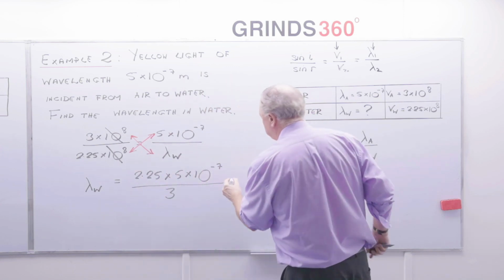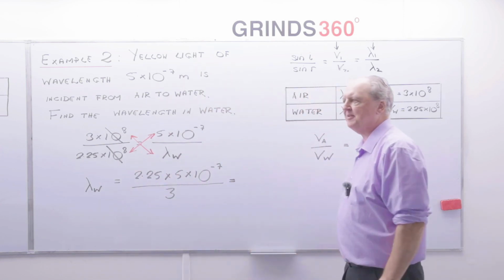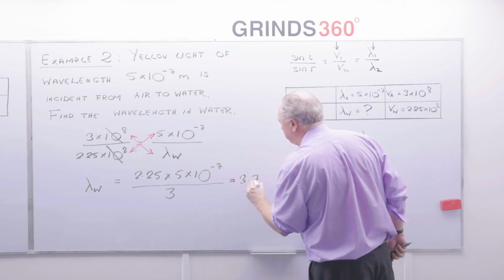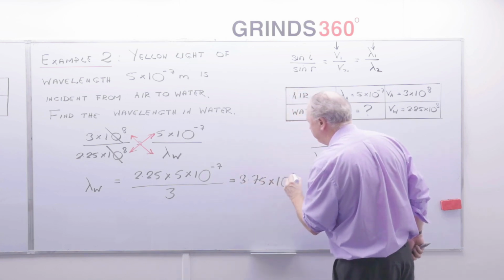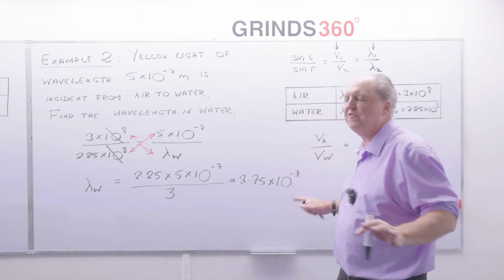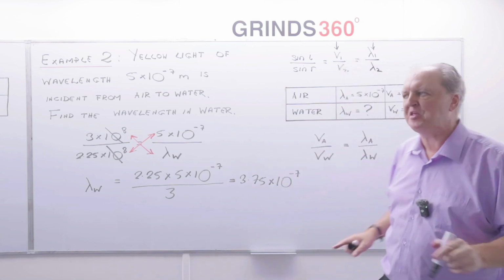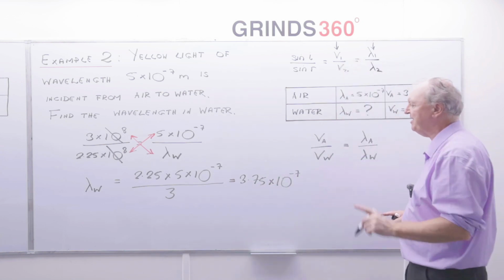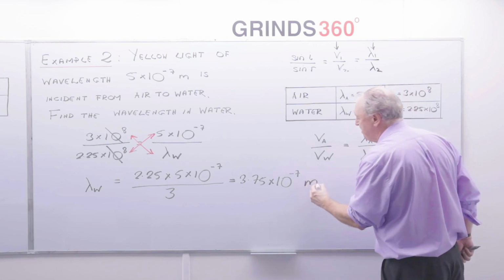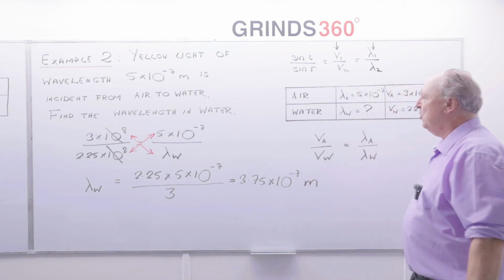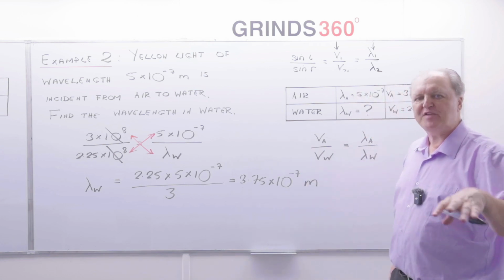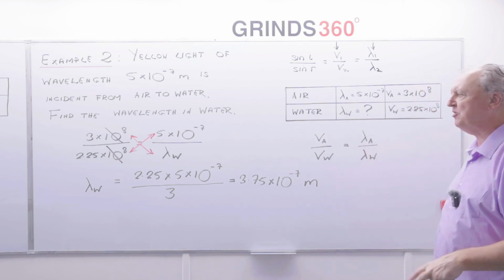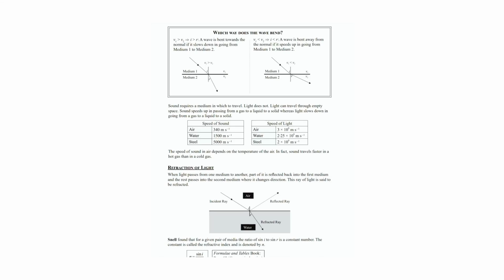So my answer is the wavelength of yellow light in water is 3.75 by 10 to the power of minus 7. And look, when you're finished the question, make sure you put down the units. That's essential. You lose marks if you don't put the units in the answer, and that will be meters. Which kind of makes sense. The wavelength gets smaller as it moved into a slower medium. So that tallies nicely.